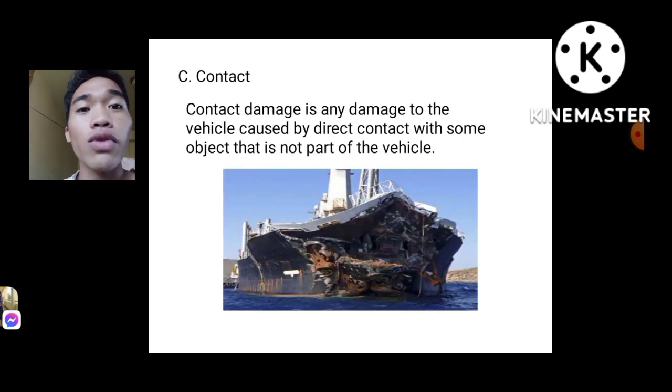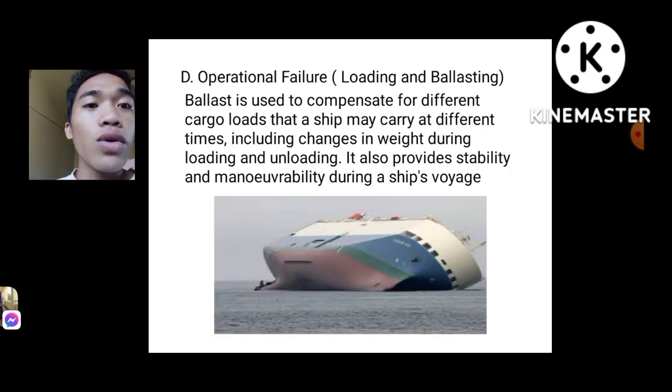So the third is contact. Contact damage is any damage to a vehicle or a ship caused by direct contact with some object that is not part of the vehicle. Like, nakita ninyo sa picture, ang barko na lumpi-lumpi, nagaras-garas, mao na nagkontak. Ang steel structure, wala na porma. Ang mga painting, nabawg-bawg, mao na kontak.